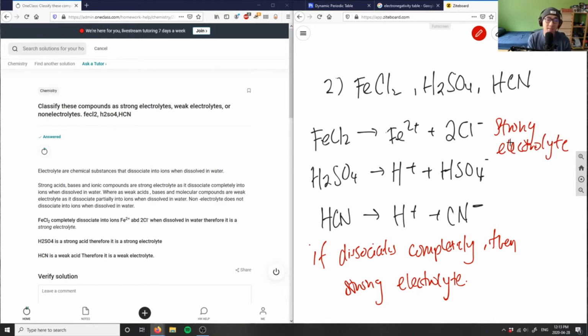H2SO4 is a strong acid, and it's going to therefore dissociate completely, right? So this will also be a strong electrolyte. However, if we had HSO4- dissociating, then that actually becomes a weak acid. So it depends, because it's a polyprotic acid. H2SO4 is a strong acid. However, HSO4- is a weak acid. So we have to be careful of this here. Hydrogen cyanide, HCN here, is a weak acid. Therefore, it is a weak electrolyte here.